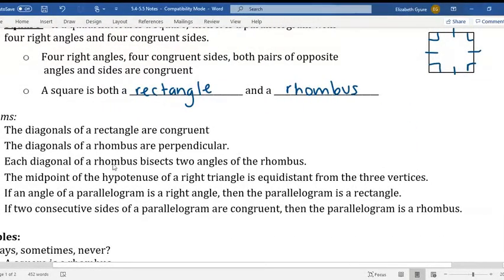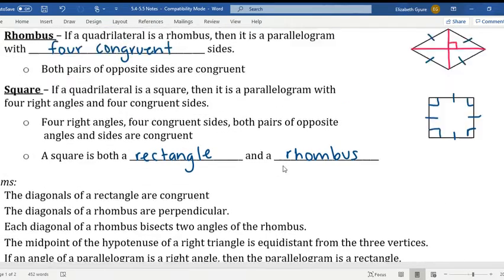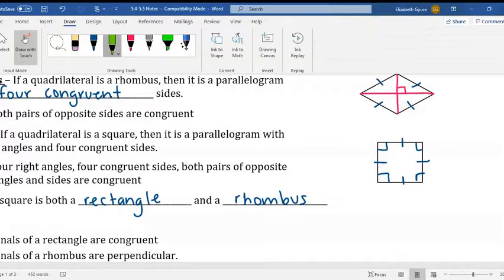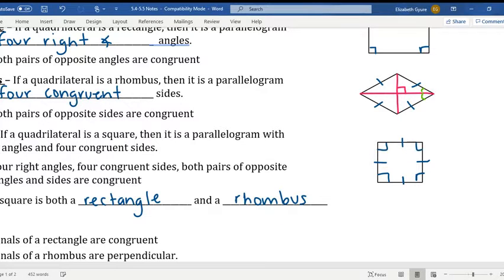Each diagonal of a rhombus bisects two angles of the rhombus. In other words, that sounds a little weird. The diagonals are basically angle bisectors. Okay, so the diagonals serve as angle bisectors, which means your angles here are going to be cut in half. Okay, so your diagonals end up being angle bisectors. And again, that will also apply for a square.